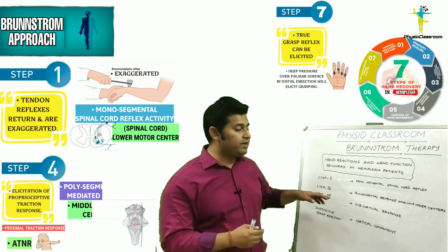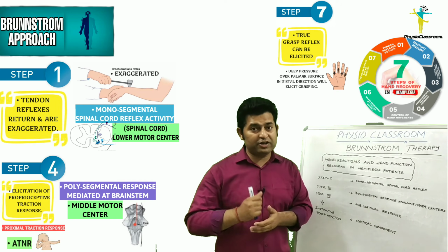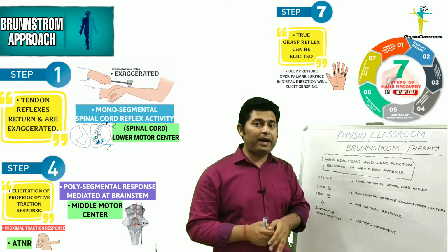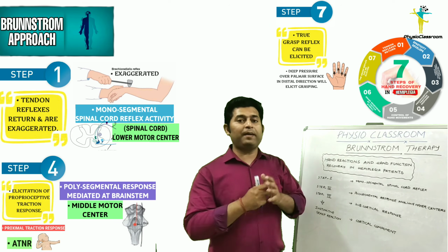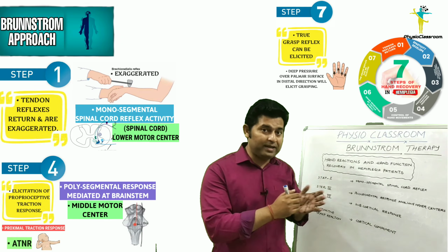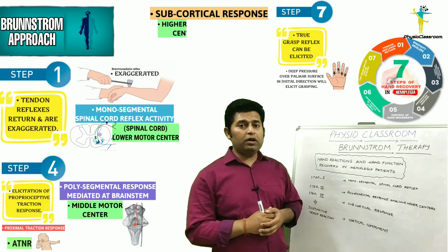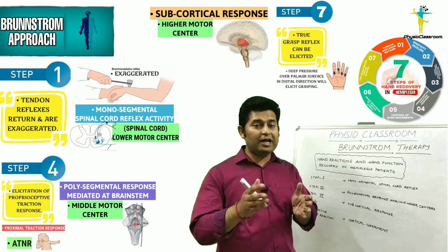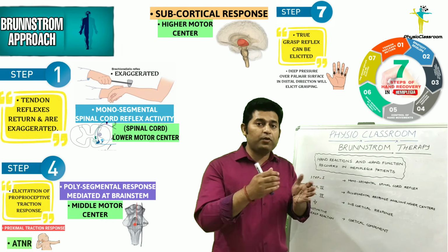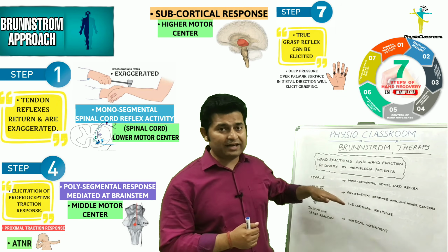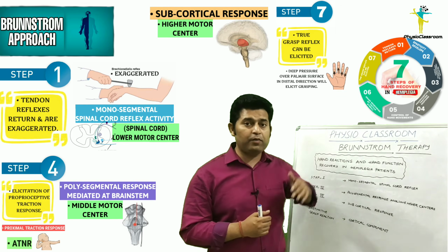In the step 4, we saw a proprioceptive traction response, which is a polysegmental response mediated by a higher center above the spinal cord, that is the brainstem. Now followed by this, in step 7, we saw the elicitation of the grasp reflex, which is a subcortical response. So now we have the control of this activity even at a higher motor center.